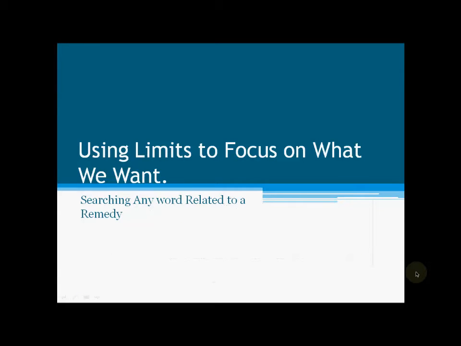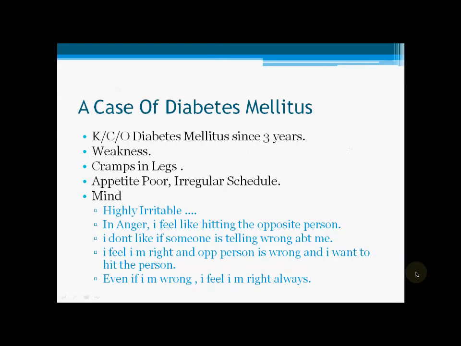The next focus you can have with this reference works is to focus on a particular remedy. Let me share a case of diabetes mellitus. Since 3 years there is a lot of weakness, cramps in the legs, appetite is poor, their schedule of eating is irregular. Now in the mind he says he is highly irritable. In anger he feels like hitting the opposite person. If he doesn't like someone, he hits the opposite person and he feels that he is always right and the opposite person is always wrong and hates the person.